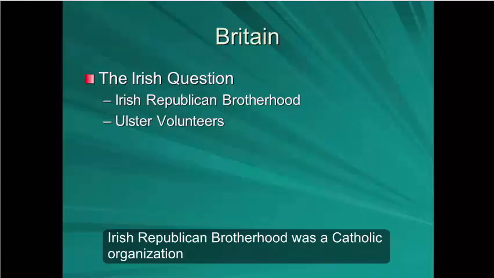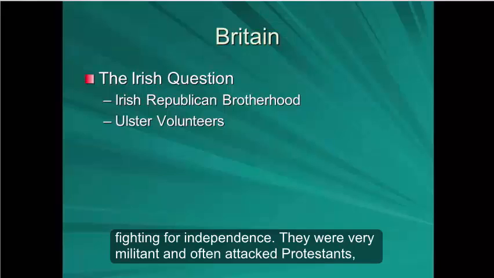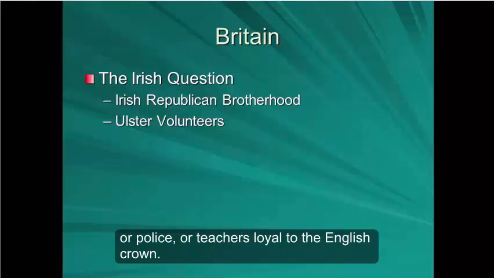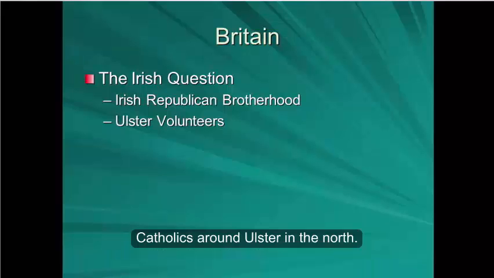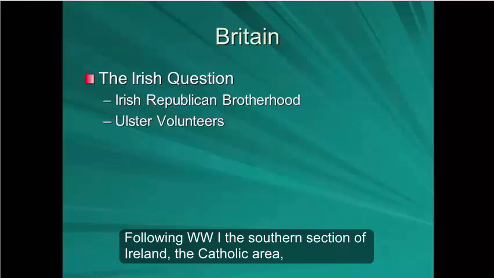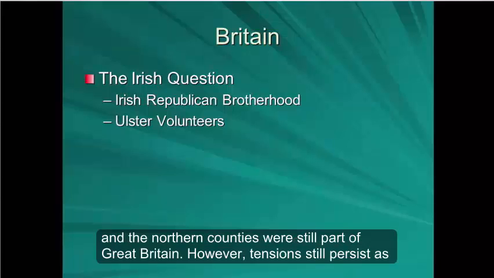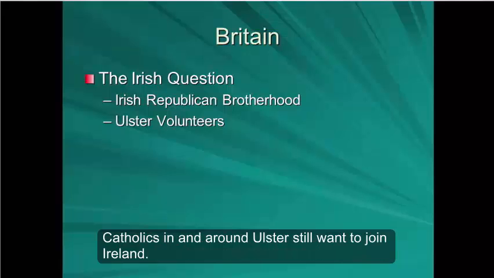The Irish Republican Brotherhood was a Catholic organization fighting for independence. They were very militant and often attacked Protestants or police or teachers loyal to the English crown. This led to the formation of the Ulster Volunteers, a Protestant militant group that attacked Catholics around Ulster in the north. Following World War I, the southern section of Ireland, the Catholic area, would be granted independence, and the northern counties were still part of Great Britain. However, tensions still persist as Catholics in and around Ulster still want to join Ireland.